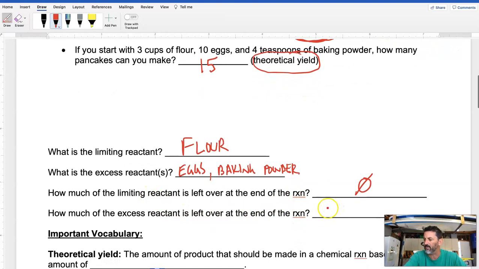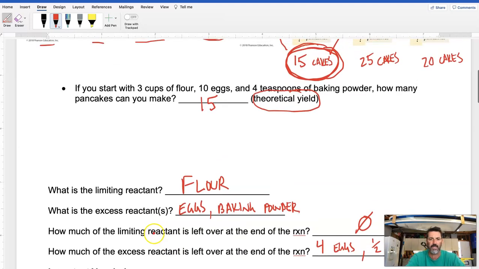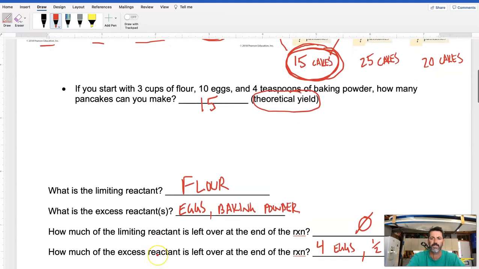How much of the excess reactant is left over? We could go back and do the math here. We're not too concerned with that, but if you are curious and you want to go do the math, we actually will have 4 eggs left, and we'll have half a teaspoon of our baking powder left after we make those 15 pancakes. Again, that's not as important as understanding what is the limiting reactant, what is the excess reactant.